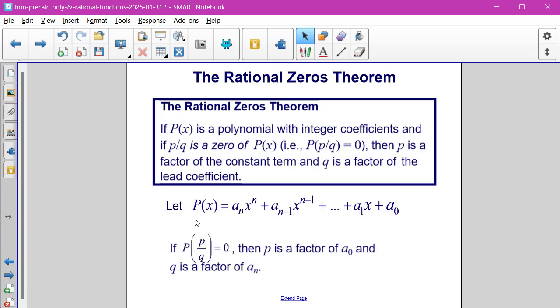So if we let capital P of x be equal to some coefficient a_n times x raised to the nth power plus another coefficient for the next term, a_(n-1), times x to the n minus 1, or one less exponent than our previous term, all the way down to a_1 times x to the first plus a_0, or a naught, then if lowercase p divided by q is equal to 0, then p is a factor of a naught and q is a factor of a sub n.